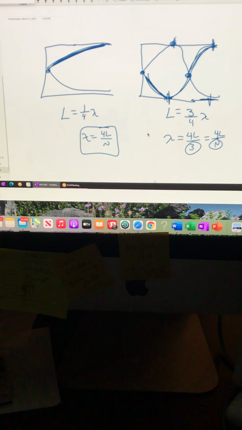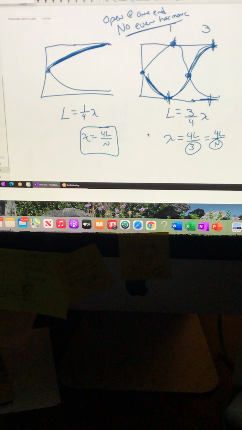So here's a statement you need to be very comfortable with. When you have it open at only one end, there are no even harmonics. The numbers don't work out. That's all there is to it. So there are no even harmonics, period. If you calculated an even harmonic, it didn't happen. The wave wasn't in resonance. It did not happen. Got it? So let's try it again.